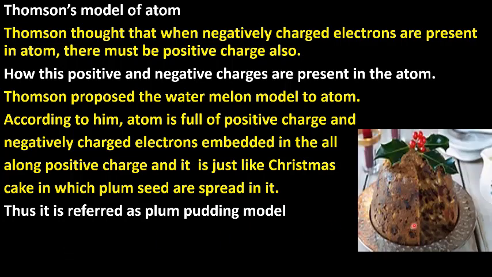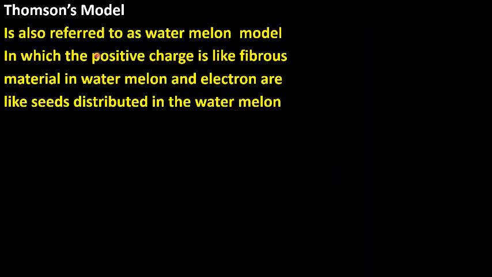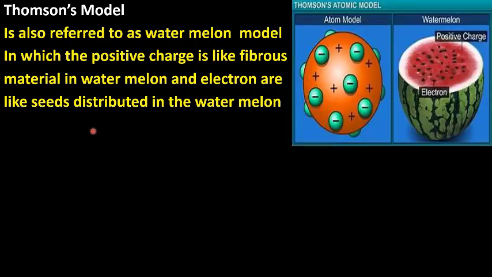See here, this is a plum cake. All this duff is compared with positive charge, and here the plum seeds in the black color are like electrons. This is also referred as watermelon model, in which positive charge is like a fibrous material in watermelon, and electrons are like seeds distributed in the watermelon. And of course, this is the atomic model in comparison with the watermelon.